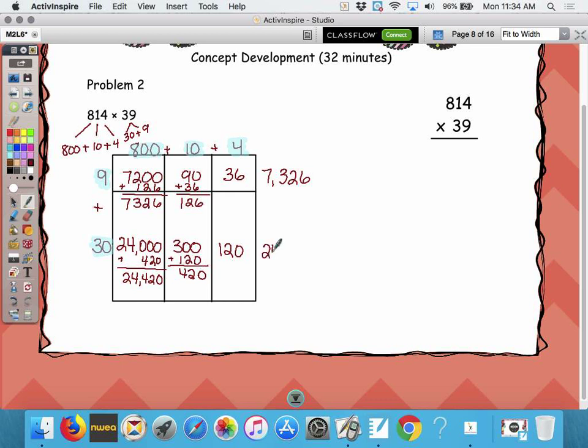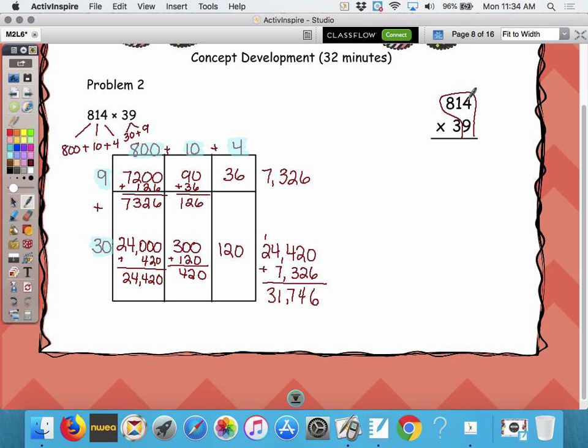So 24,420 plus 7,326. Now add those up. So my 2 partial products I'm adding. Okay. Now on the standard algorithm, if you use a turtle head, please keep it close to your numbers because you're going to have regrouping at the top. Okay?